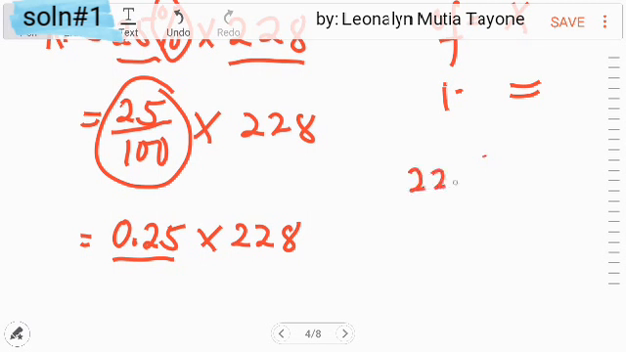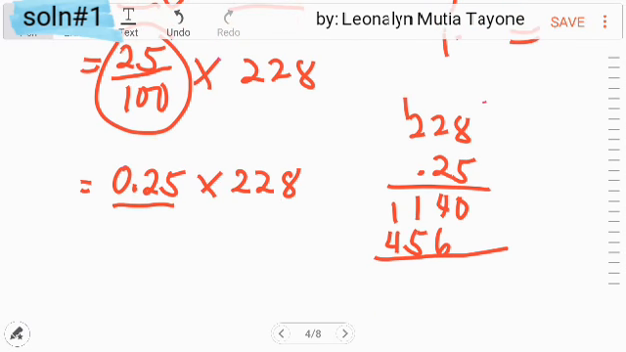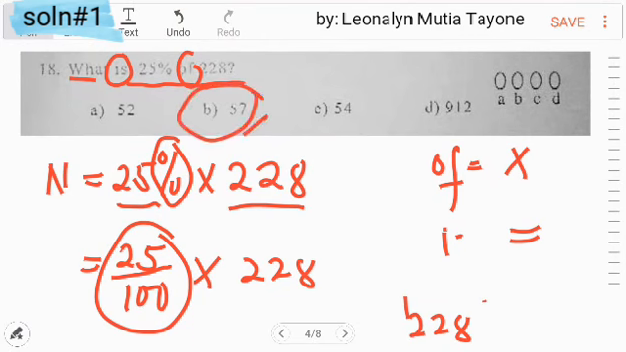228 times 0.25. And this one is 40. So, 11, this is 16, carry 1, 5, 4. So, i-add natin yan. This is 10, and then this is 7. Ilan ba to? 6, 7. This is 5. So, ang sagot dito ay, wait, ipakita ko sa inyo. Ito yung decimal, 1, 2, 1, 2. So, ang sagot dito ay 57. Nasa choices ba? So, the answer here is letter B, 57.